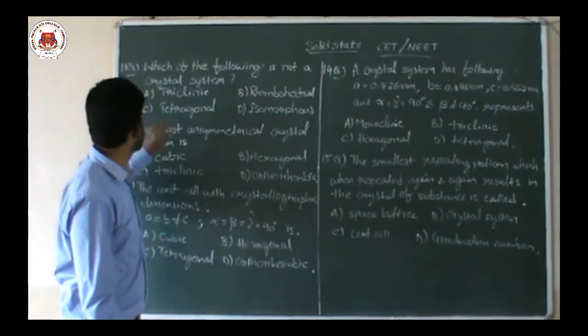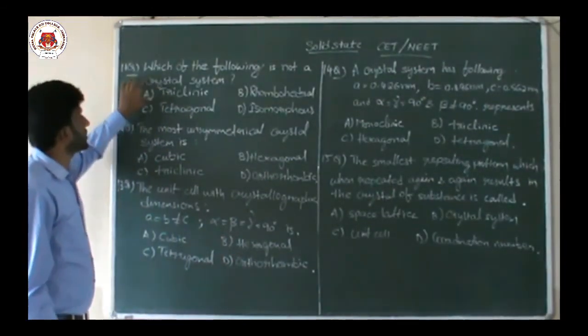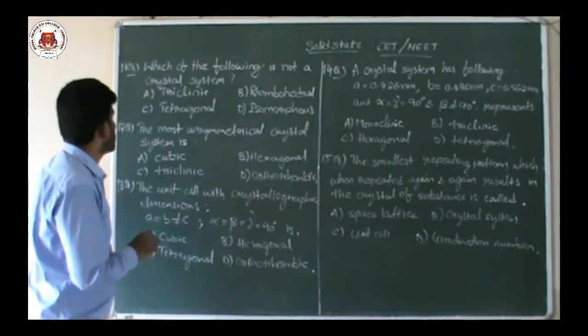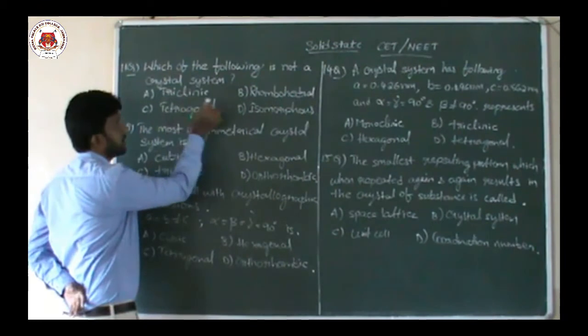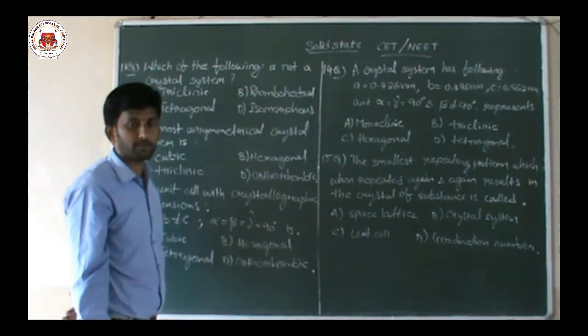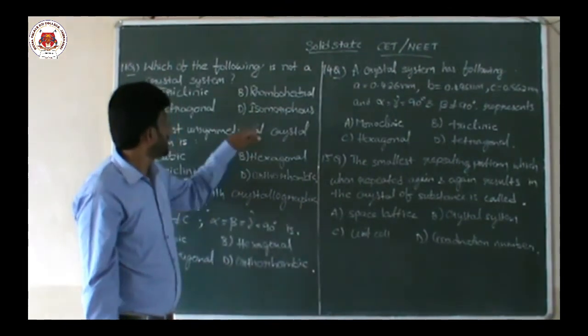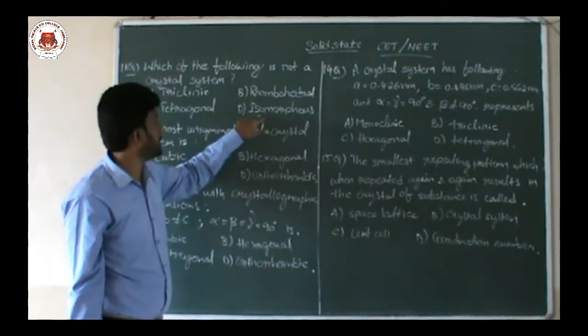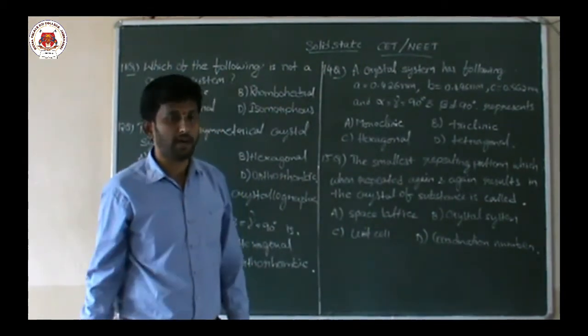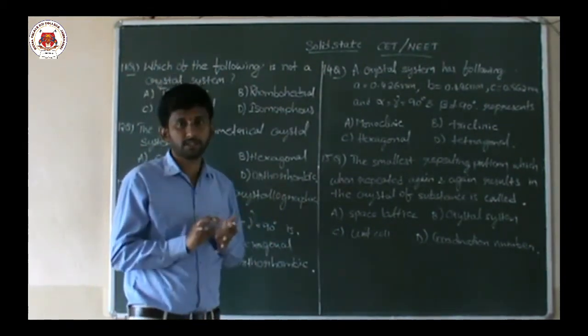Next question is the 11th one. Which of the following is not a crystal system? You know that triclinic, rhombohedral, tetragonal, all these are types of crystals. What about option D? Isomorphous. Isomorphous and polymorphous are not the types of crystals.